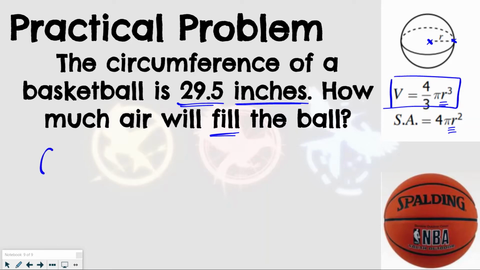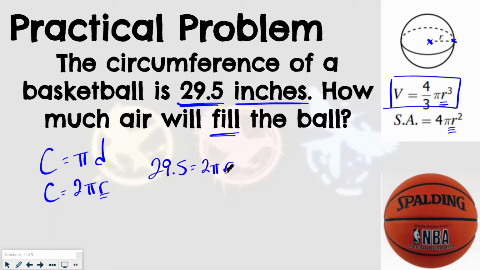So we know the circumference. We can use either pi times diameter, or what I'm going to use, 2 pi r, just because that actually already has the radius in it, and that's what I'm searching for the volume. So I know the circumference is 29.5 inches. I'm going to use that to work backwards to solve for that radius. So I'm going to divide by 2 pi on both sides. So 29.5 divided by 2 pi.